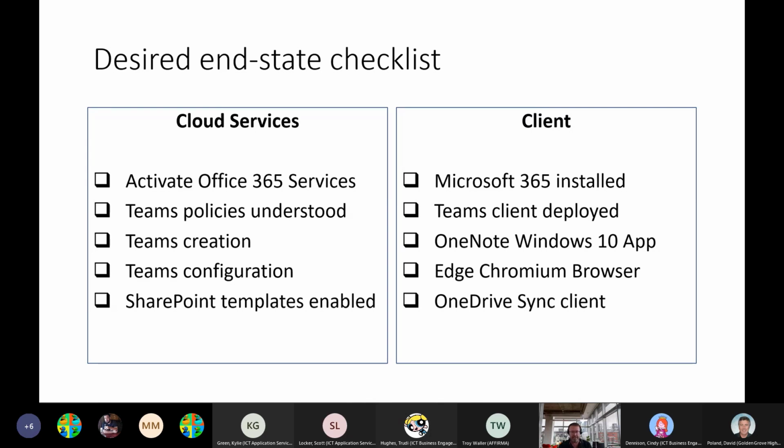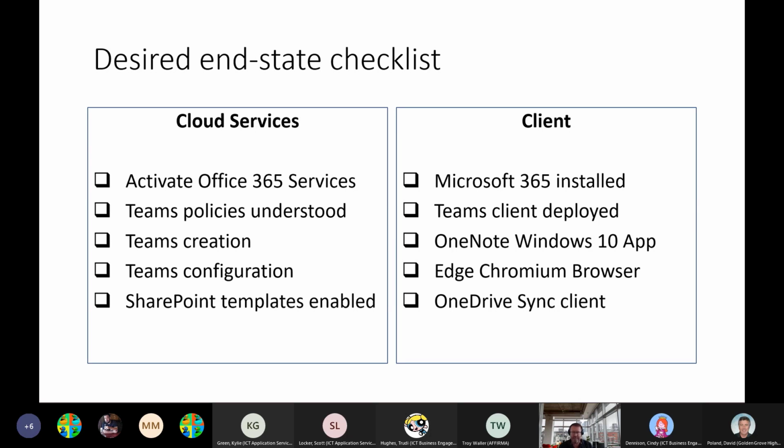On the client side, which I think is probably where the majority of your work will lie, we really need to make sure you've got Microsoft 365 apps installed. There is a big difference, and we'll go a little bit deeper on this in a moment, between the older versions of Office, the old MSI or 2019 Click to Run version, versus the always up-to-date evergreen Microsoft 365 apps. Also need to make sure we've got the Teams client deployed, and we'll talk a little bit about that again later in the session.